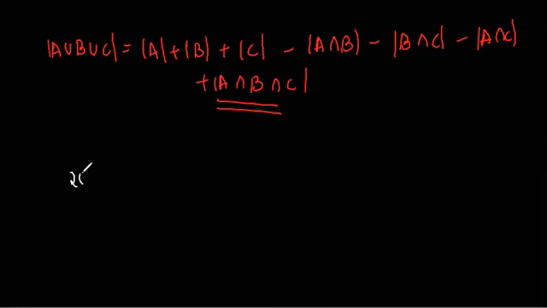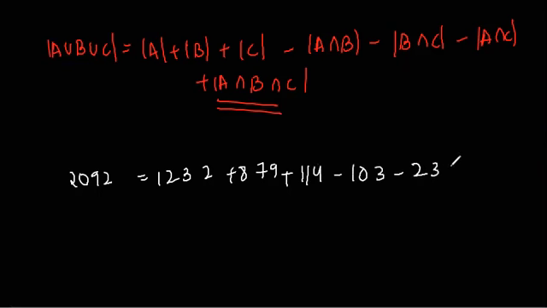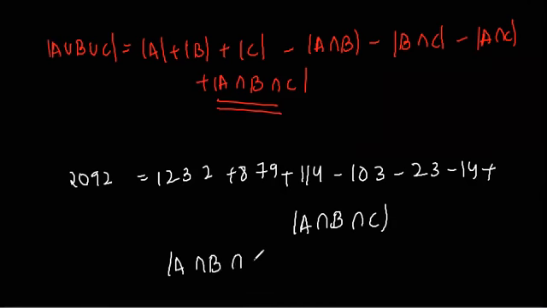This was 2092 is equal to 1232 plus 879. Please refer to these values from the earlier slide. 114 minus 103 minus 23 minus 14 plus we have to find this value, so A intersection B intersection C. So when we solve these, we will get A intersection B intersection C is equal to 7. So the number of students who know all the three languages is equal to 7. So this is the solution.